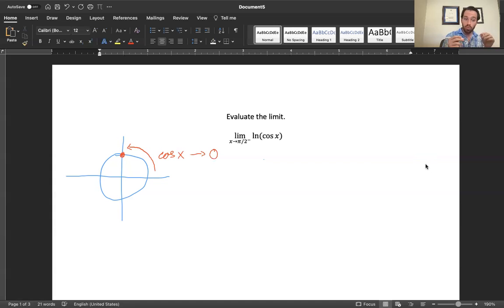So cosine of x will approach 0 from above, or what that means is through positive numbers. This is to distinguish between what would happen if we were coming at it from this direction, in which case it would be going to 0, sure, but it would be doing that tracing through all the negative numbers on the way there. But we don't want that. We want to come at it from the positive numbers, because that's what this implies.